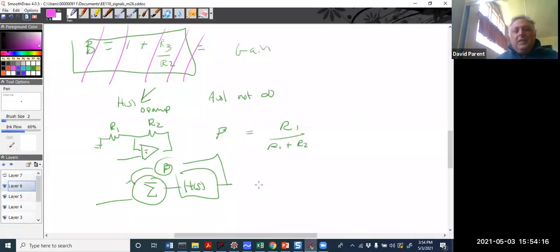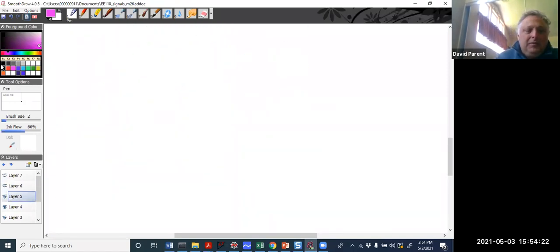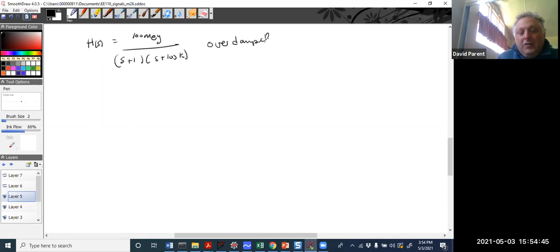So that being said, some people took the H of S of the op amp, and in this case, let's just write that out. And they did the analysis on this, and they calculated overdamped. Well, yeah, it is, because you can see the two real poles right there. But that's of the op amp.